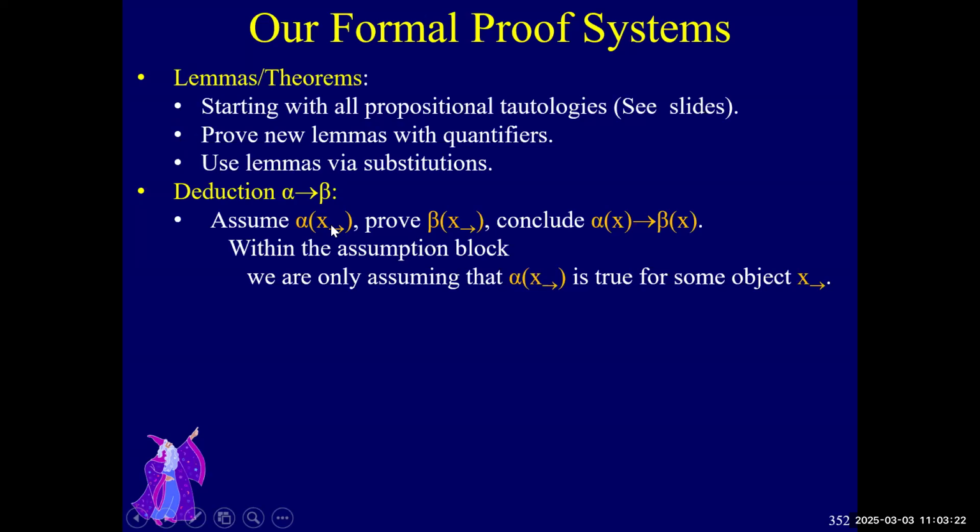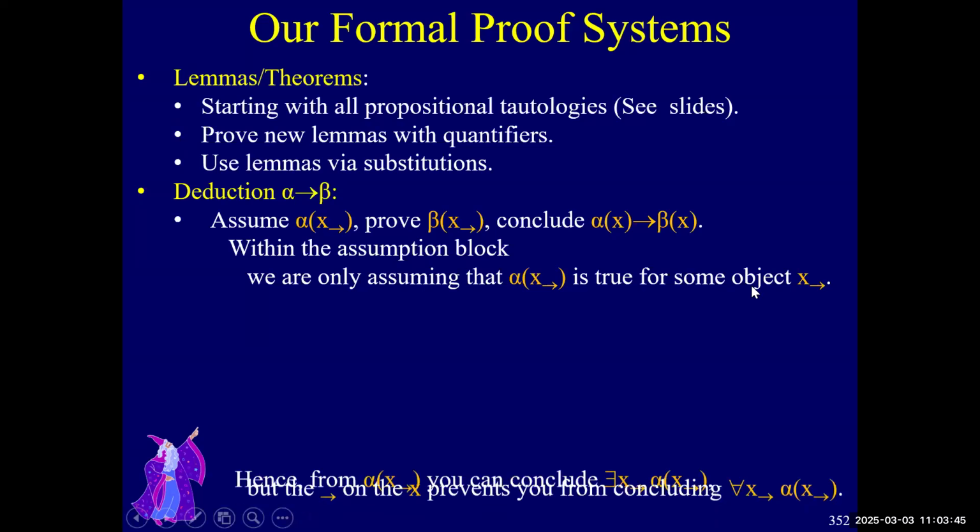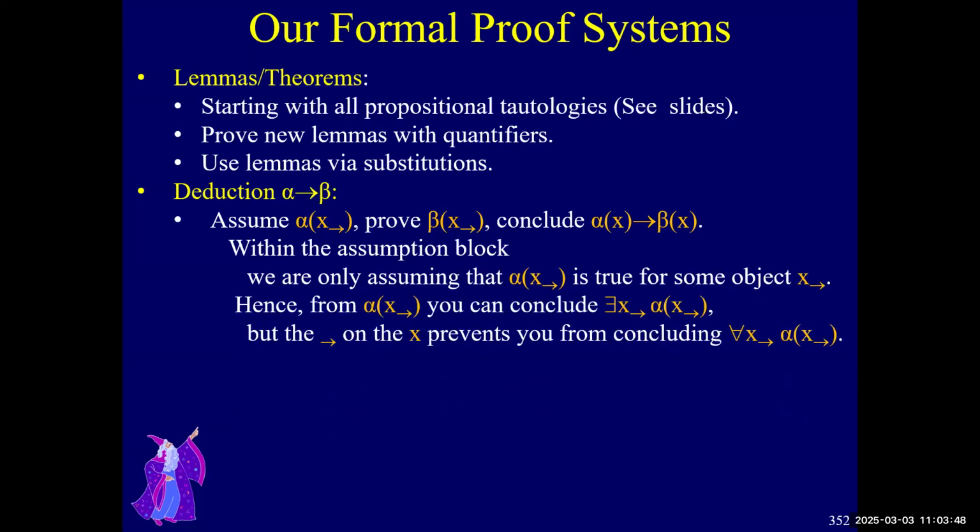What am I assuming, right? We're assuming, and we indent, we're assuming alpha is true for some value. When we start, the assumption is started with a constant, but it's an arbitrary constant, right? So here, I'm going to assume it's true for some object. And then I'm going to go through the proof, right?